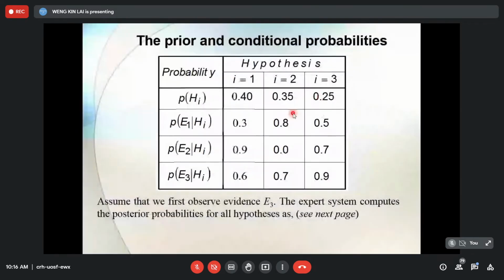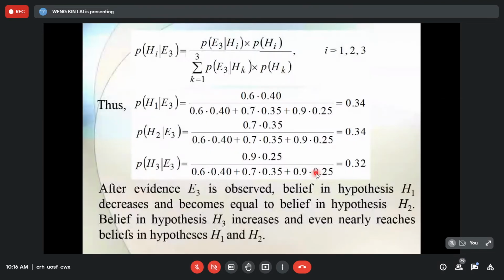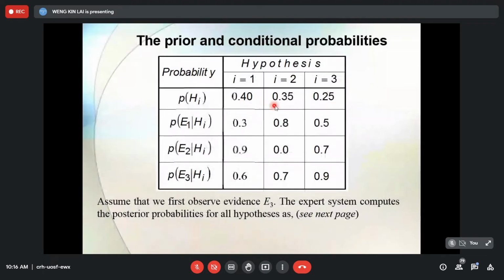You see here, it's E3: 0.6, 0.7, 0.9. 0.6, right? This is your E3 given H1. E3 given H2, 0.6, 0.7, 0.9. And then this will be multiplied by this part, which is your prior probability, no conditions, of H1, H2, H3.